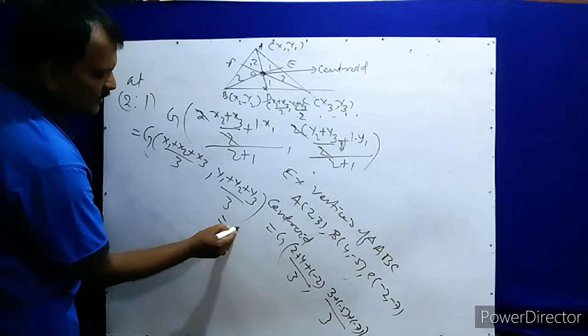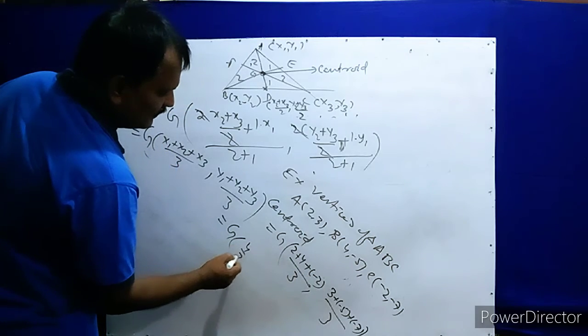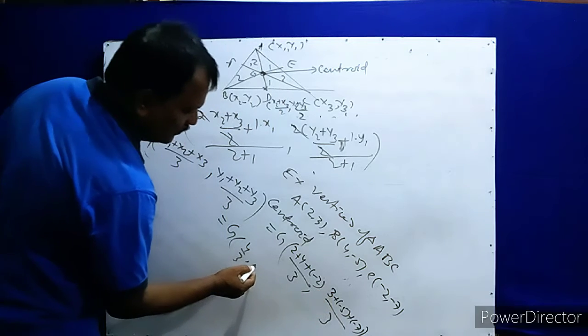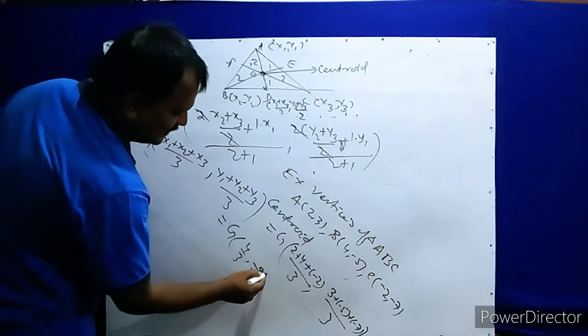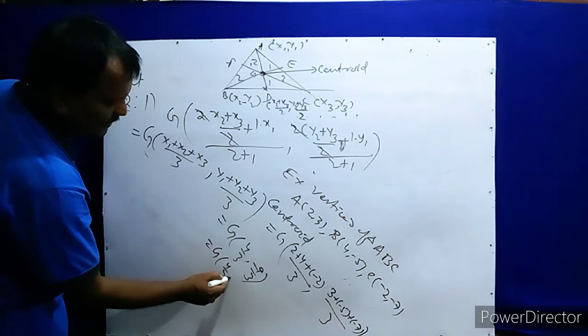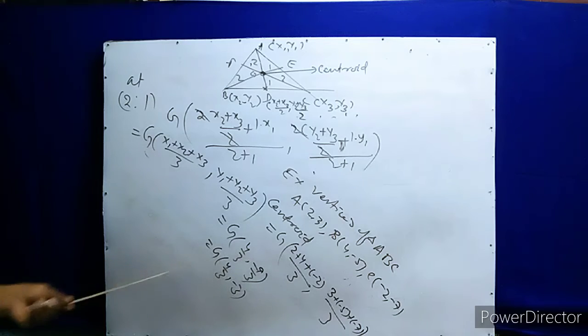So look here. For G, here 2 will cut, and we get 4 by 3. And here minus 7, minus 5, minus 12 plus 3 equal to minus 9 by 3. You will cut also, you can write G in the simplest form as 4 by 3, minus 3. This is the position of the centroid. In this way the centroid can be calculated.